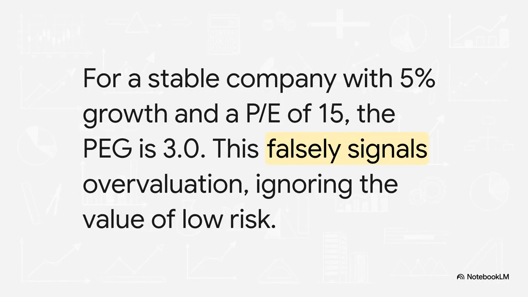And here's another huge blind spot. The PEG ratio just completely falls apart when you look at mature, stable companies. I mean, take a solid blue chip company. It might have a PE of 15 and grow at a steady 5% a year. The PEG would be 3.0, which screams wildly overvalued. But for a low-risk company that pays a reliable dividend, that price might be perfectly fair. The PEG just wasn't built for that kind of company.